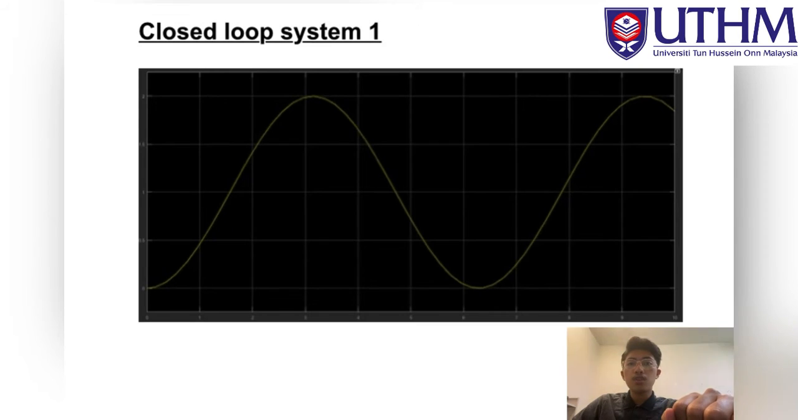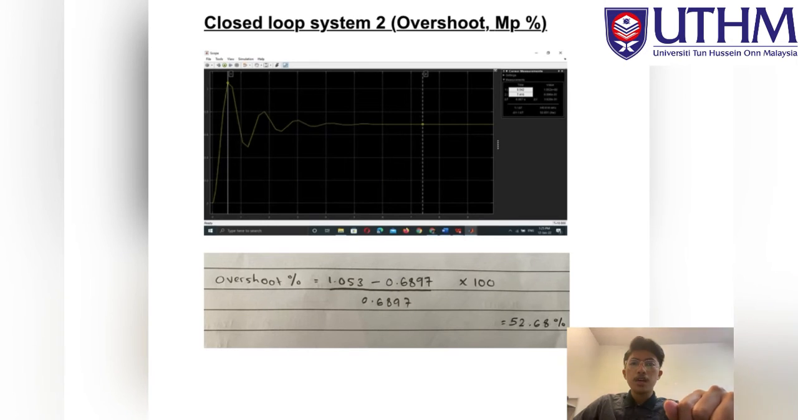Okay, firstly closed loop system 1. So this is the graph, the result from MATLAB for closed loop system 1. The closed loop system 1 is marginally stable. And next, closed loop system 2. This is the graph for closed loop system 2.